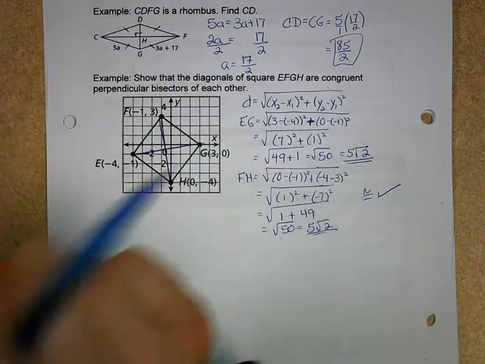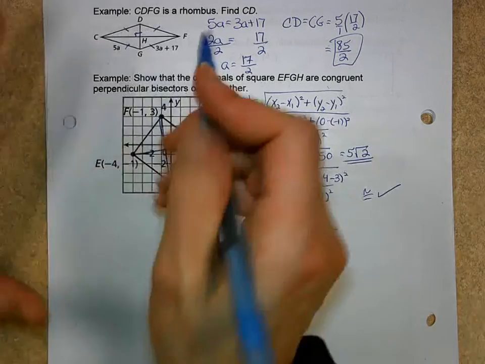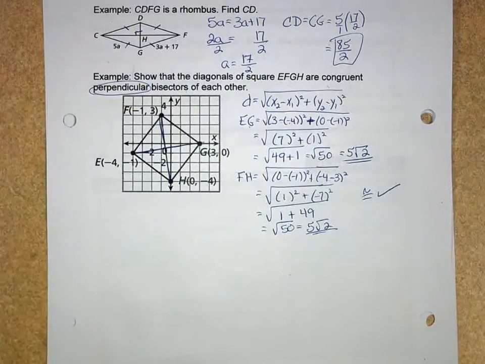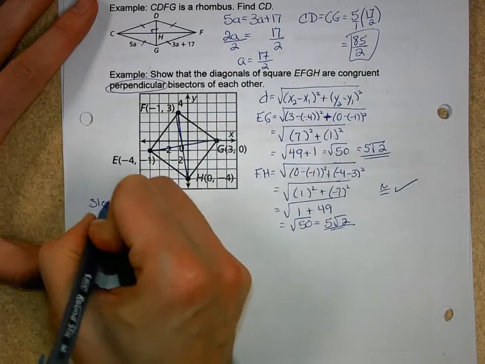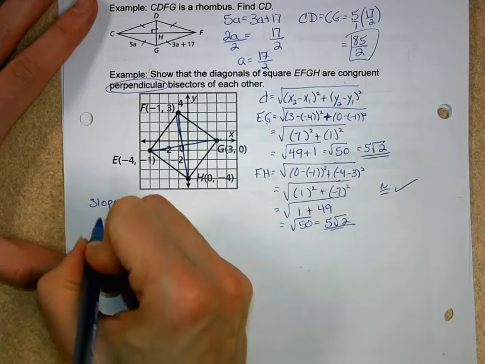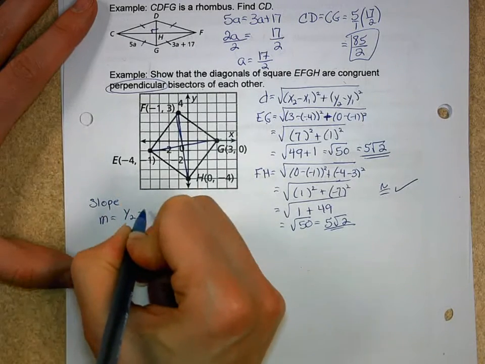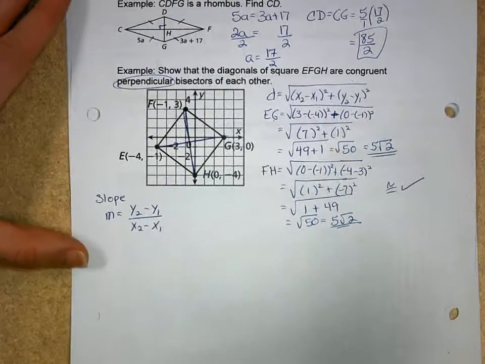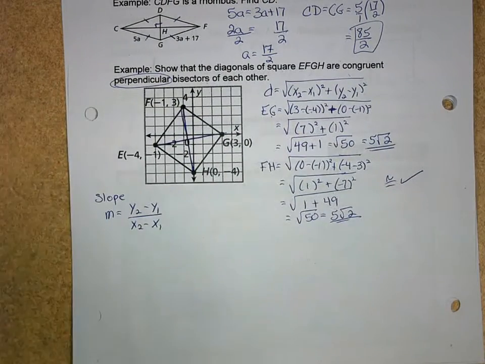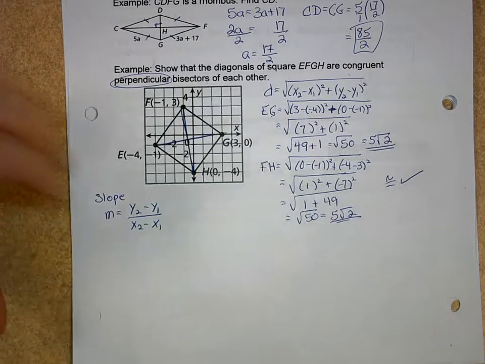Now I want to show that they're perpendicular. Now this I need you to go back to chapter 3. The way we showed perpendicular lines is we knew the slopes were opposite reciprocals. So now we're going to actually have to solve for their slopes. Remember, slope is the formula m equals y2 minus y1 over x2 minus x1. Okay, so now I'm going to still use the endpoints of my two line segments, and if I get opposite reciprocals for slopes, I know they're perpendicular.